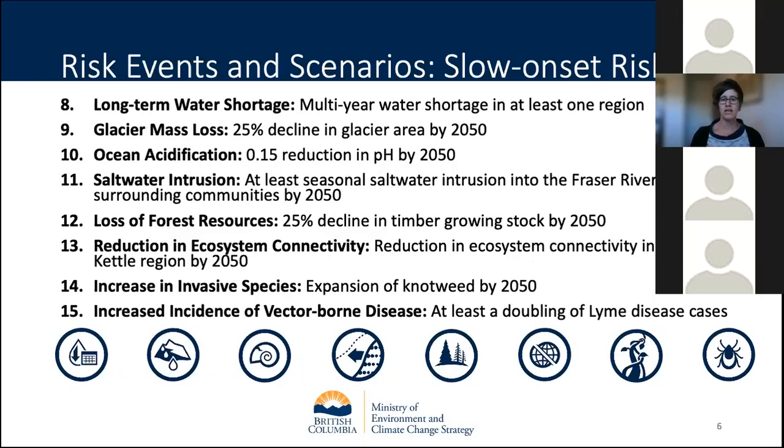Okay, so the slow onset or ongoing gradual change risk events that we looked at were long-term water storage, glacier mass loss, and ocean acidification. In this case, we looked at the chance of a 0.15 reduction in pH by 2050, which was deemed to be a critical threshold that would significantly impact shellfish on the BC coast. Also saltwater intrusion, loss of forest resources, reduction in ecosystem connectivity, an increase in invasive species, and an increased incidence of vector-borne disease. Next slide, please.